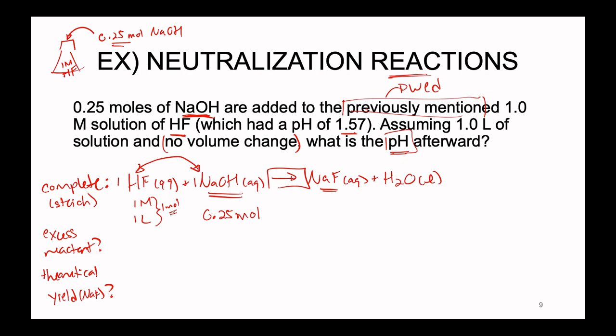We're mixing 1 mole of our hydrofluoric acid, and according to this 1-to-1 ratio, we would need 1 mole of sodium hydroxide to complete this reaction, to completely neutralize our HF, to completely get rid of it. But we don't have 1 mole, we have 0.25 moles. The 0.25 moles will be completely used up.